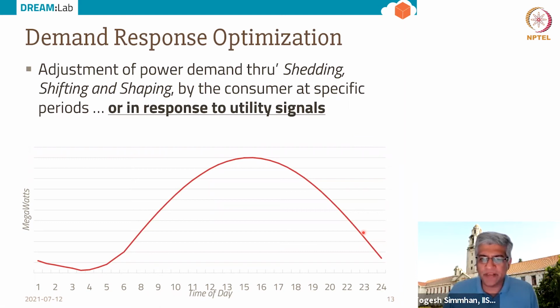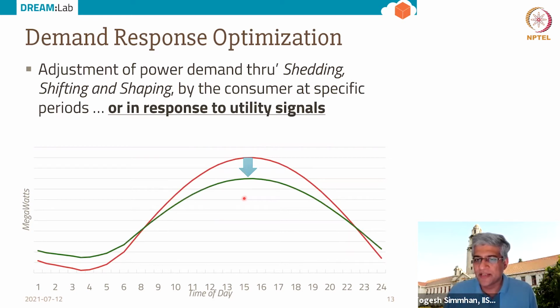Now, when you talk about demand response, we are trying to see if we can shape this curve to look slightly different, right? So that maybe you reduce your peak load, right? Because if you think about it, the power grid has to provision for the peak load, right? So if your peak load is a certain number of megawatts, you should make sure that you have enough power to supply at the peak load, right?